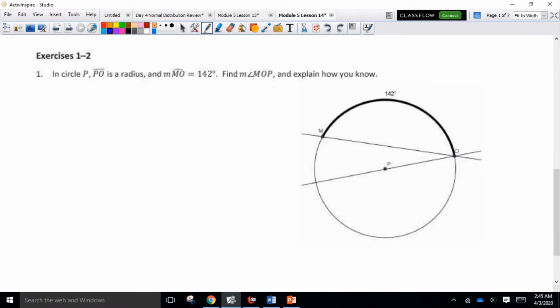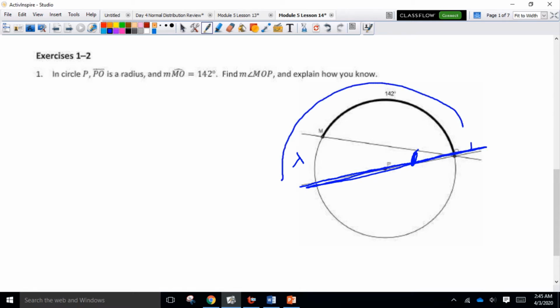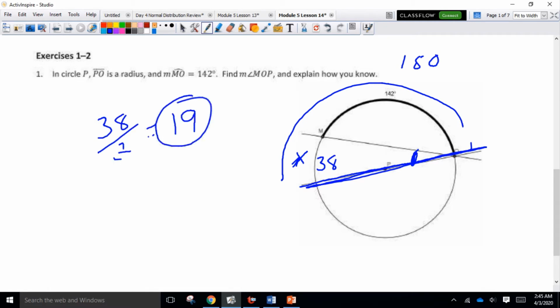Okay, next one, find angle MOP, this angle right here. Okay, we got to figure out what that arc is. We know that this is a diameter because it goes right through the circle. So this whole arc over here is 180. That makes this left here 38, and that's an inscribed angle. So 38 divided by 2 is 19.